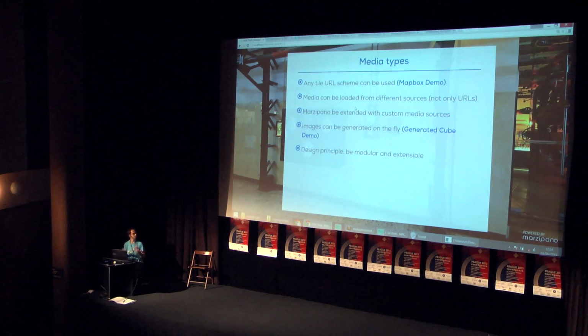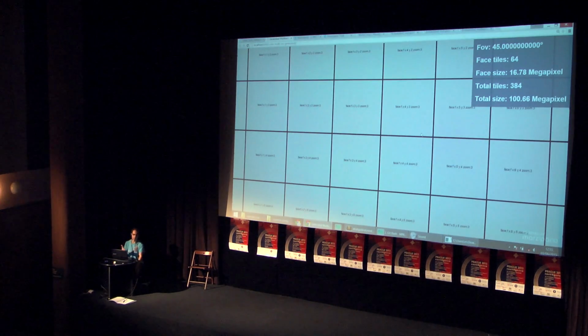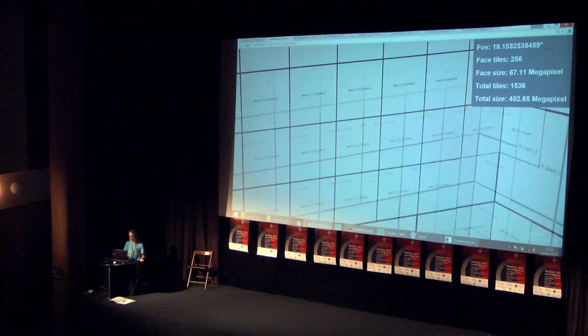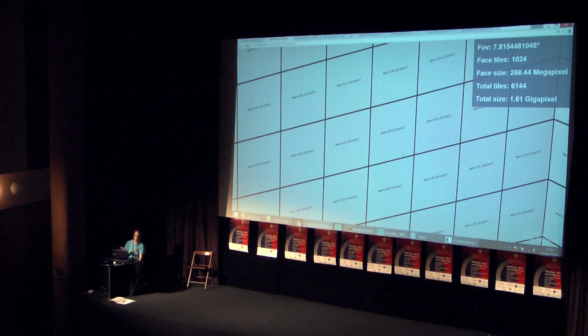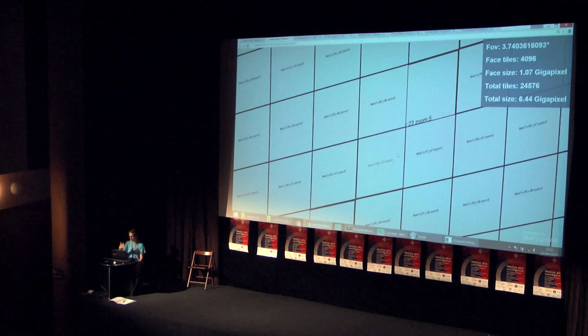But actually, media can also be loaded from sources which are not URLs. We have already seen this before when I was using the Marzipano tool. These image tiles were not online. They were just stored in the browser memory. With Marzipano, you can load things from basically any source, and you can implement new sources to load data from. Here we have a demo which is generating tiles on the fly. These tiles that you see here don't really exist as images, but they are being generated in the browser as they are needed. So, in theory, you can zoom in infinitely, and the image is always getting generated.